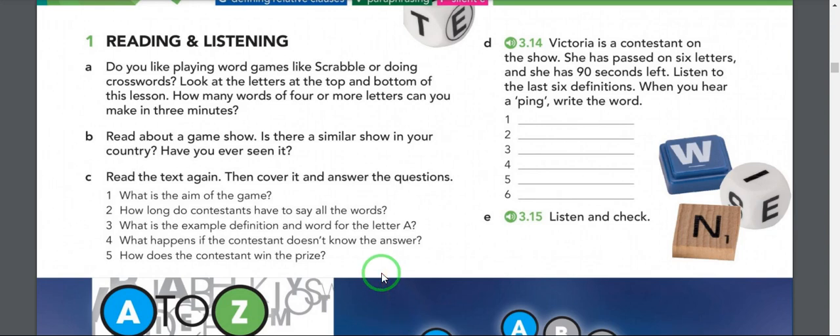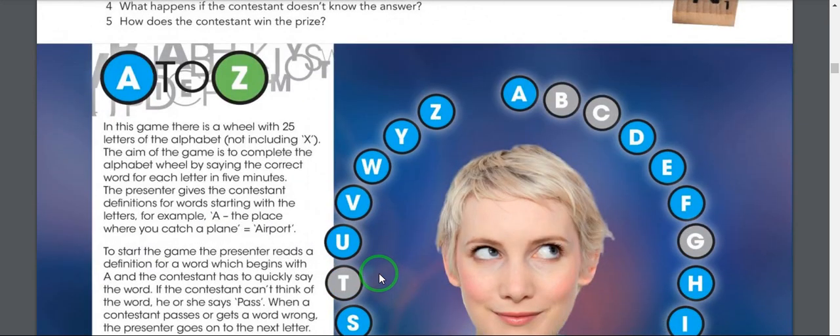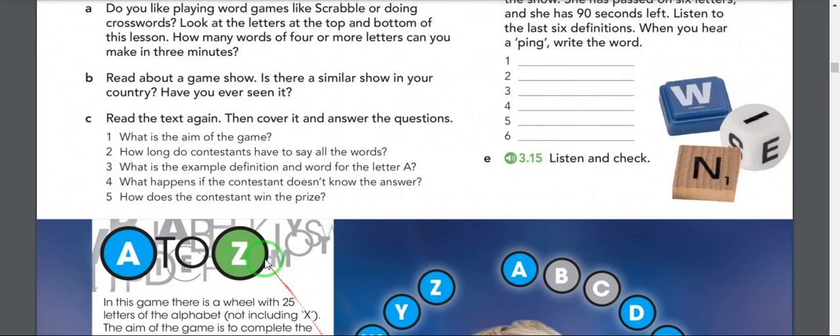A to Z. Now read the text again, then cover it and answer the questions. What is the aim of the game?